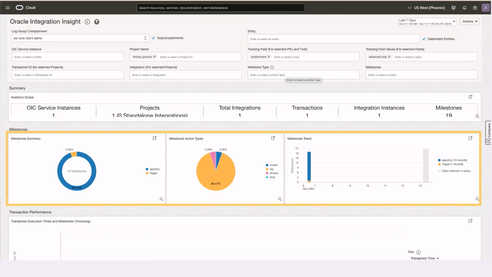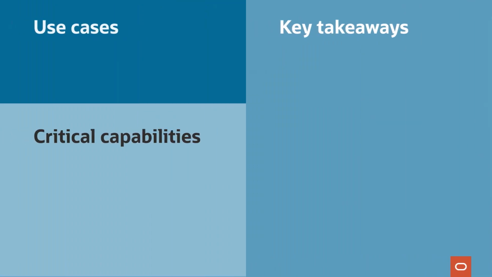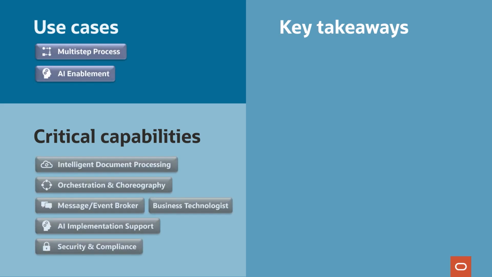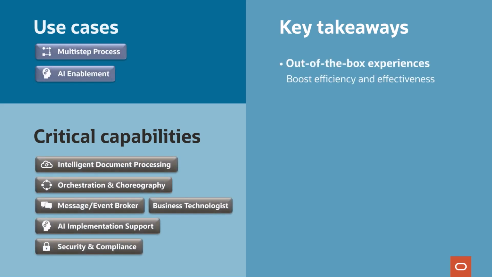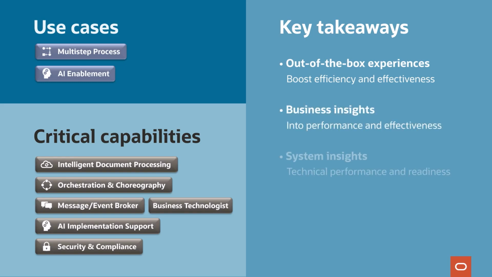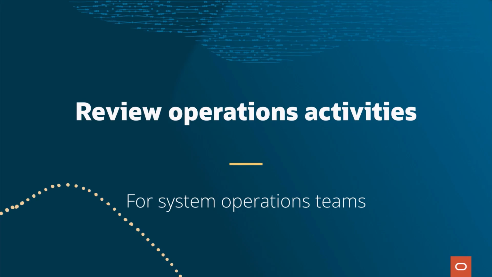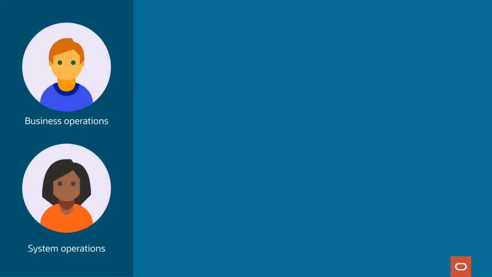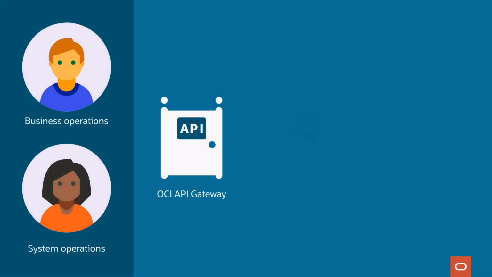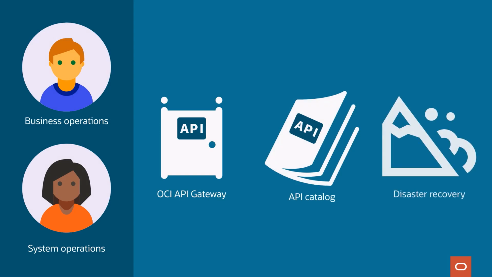that created these events. Let's do a quick recap. This demo illustrated several use cases and critical capabilities. The top 3 takeaways are the out-of-the-box experiences plus valuable business and system insights. In this last section, we briefly discuss additional capabilities that are critical to system operations teams. We'll cover the OCI API Gateway, our API catalog, and our one-click disaster recovery.